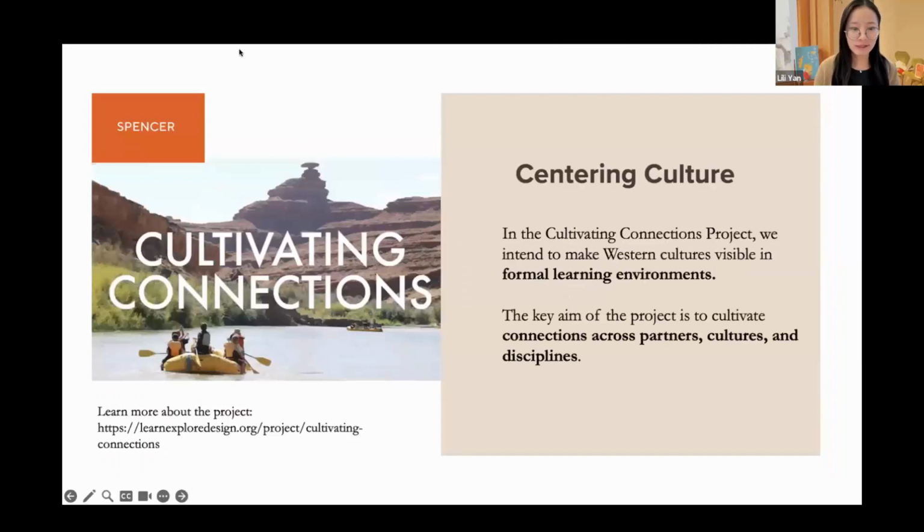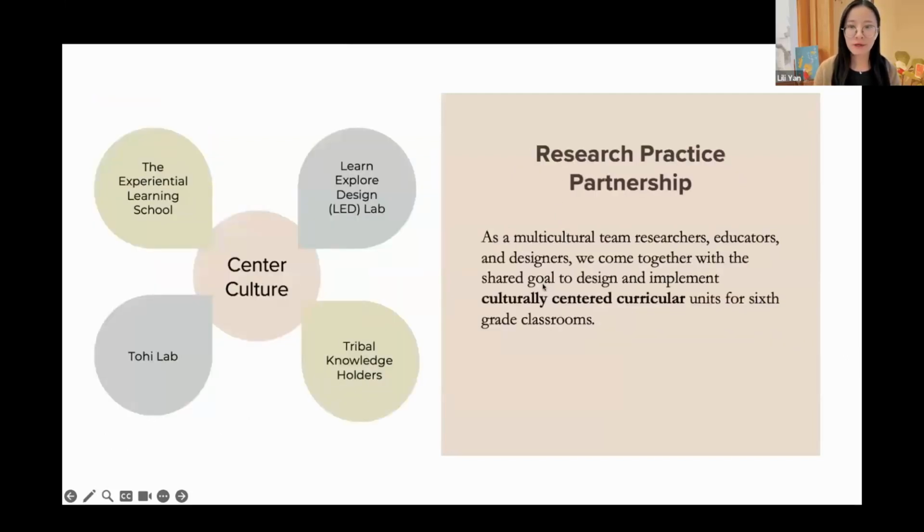Over the past 5 years, I've been working on this project called Cultivate Connections, in which we intend to make the Western culture visible in formal learning environments. The key aim of the project is to cultivate connection across partners, cultures, and disciplines. So we developed a research practice partnership between an experiential learning school, tribal knowledge holders, and multicultural research teams from the LED Lab and Tohi Lab from Utah State University, with a shared goal to design and implement culturally centered curricular units for sixth grade classrooms.